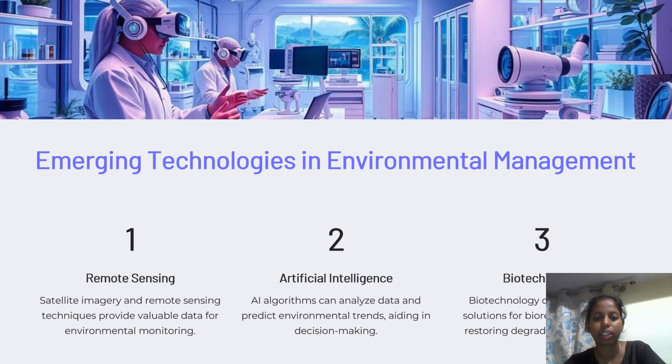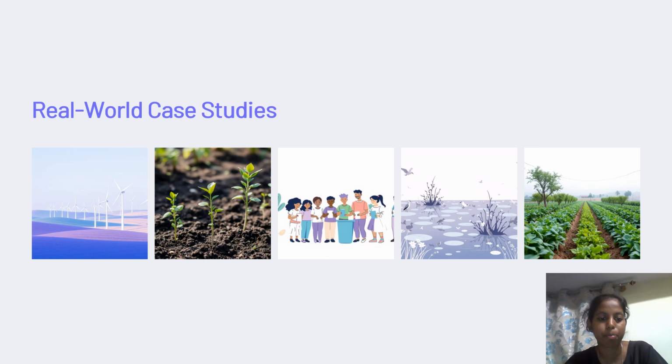Now let's see emerging technologies in environmental management. Remote sensing, artificial intelligence, biotechnology. The first is satellite remote sensing. Satellite imagery and remote sensing techniques provide valuable data for environmental monitoring. Artificial intelligence (AI) algorithms can analyze data and predict environmental trends, aiding in decision making. Biotechnology offers solutions for biodegradable and restoring degradable solutions.